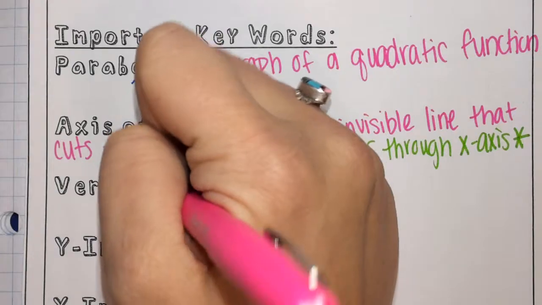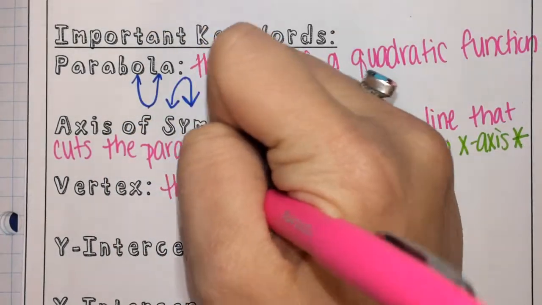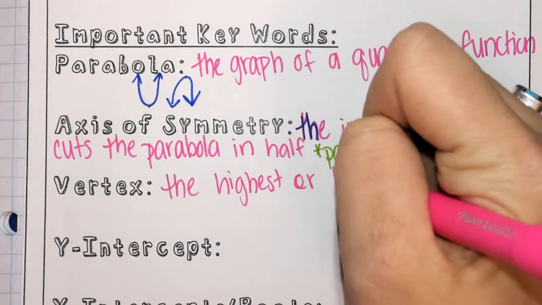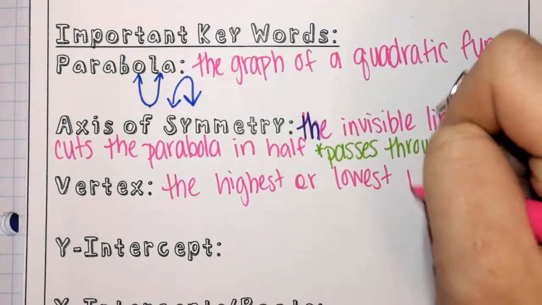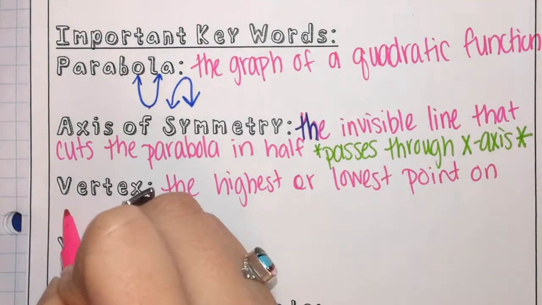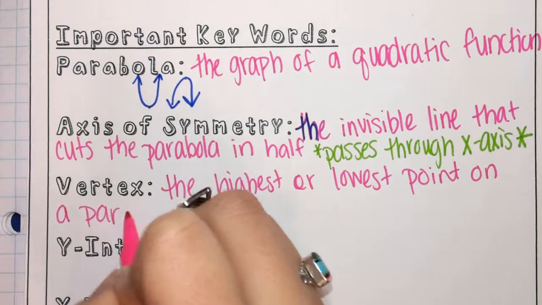So the vertex is the highest or lowest point on a parabola.